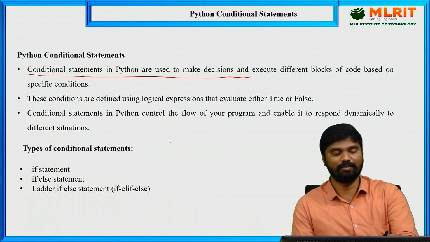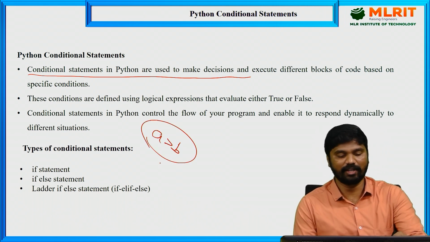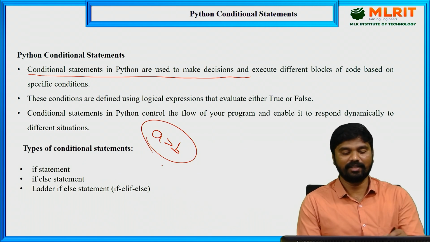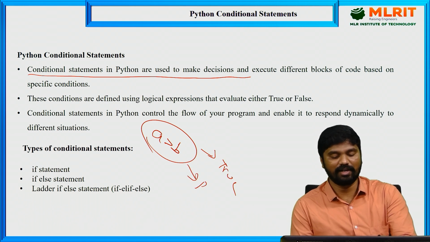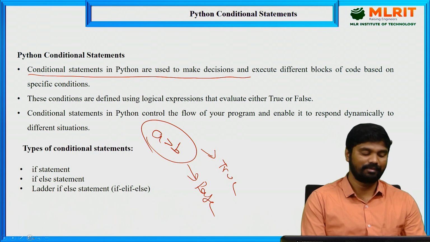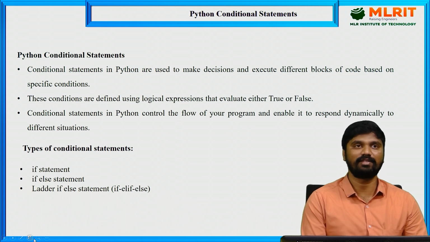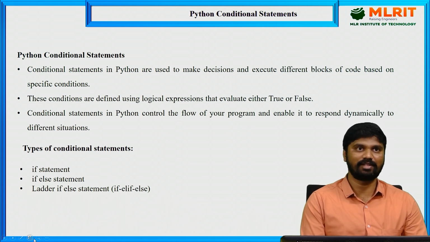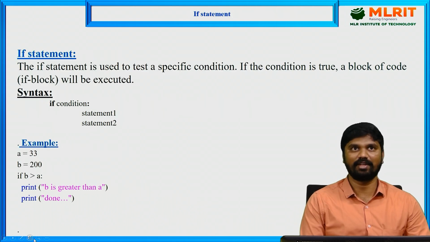For example, the condition A is greater than B. This is a logical expression. Whenever you check this condition, if it becomes true, then one block of code will be executed. If the condition becomes false, then another block of code will be executed. So this is about conditional statements. Now we have different types of conditional statements: one is the if statement, the second is the if else statement, and the third is the ladder if else statement. First we will discuss the if statement.